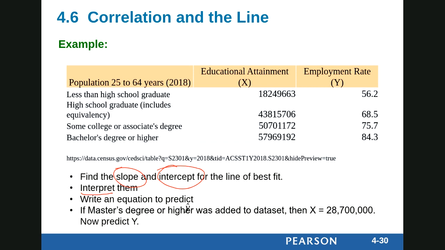And then you're asked, what if you add a master's degree or higher to this data set? And you're told that we know that 28,700,000 individuals have a master's degree or higher in the US in 2018. Now, what do you think the employment rate would be? Okay, so that's what I'm going to do. And I'm going to do it on Excel.